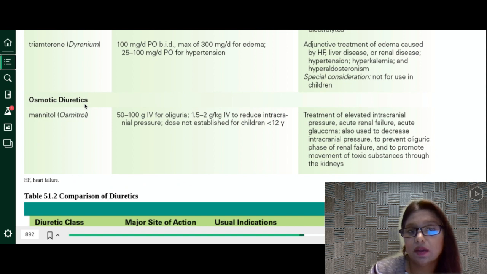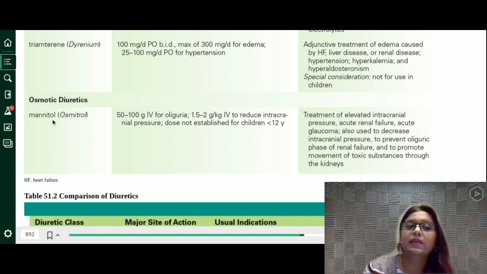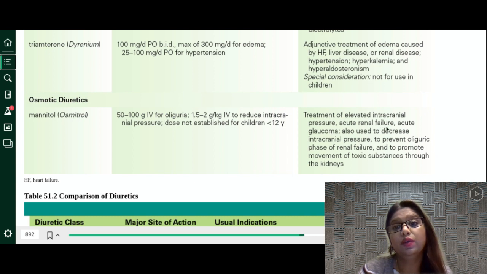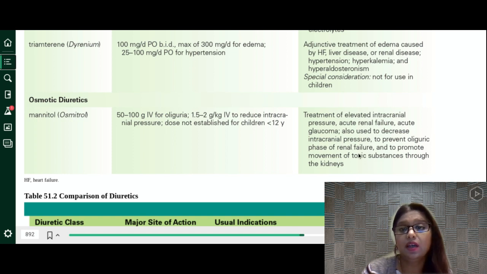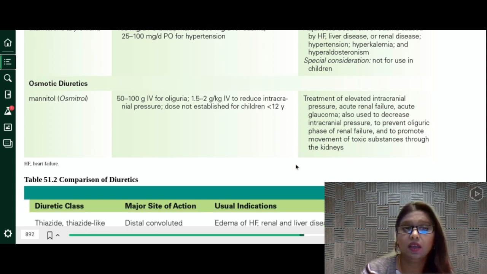Osmotic diuretics are another kind of diuretics. One specific one is mannitol. Mannitol is specifically for the brain. When there's a lot of fluid built up in the brain, it will pull out that extra fluid from the brain tissue. If you look over here, it is used for treatment of elevated intracranial pressure, acute renal failure, and acute glaucoma. It is used to decrease intracranial pressure, to prevent oliguric phases of renal failure, and to promote movement of toxic substances through the kidneys.